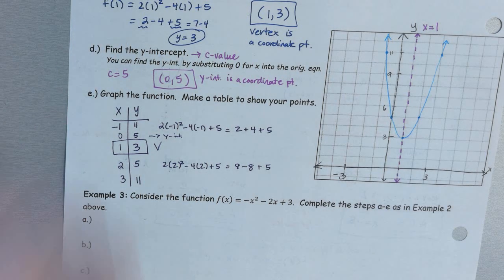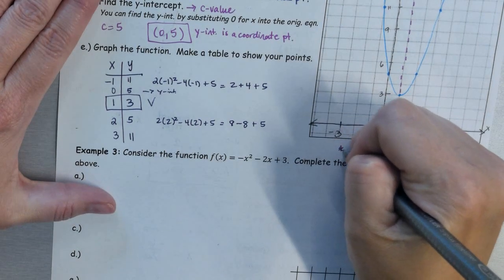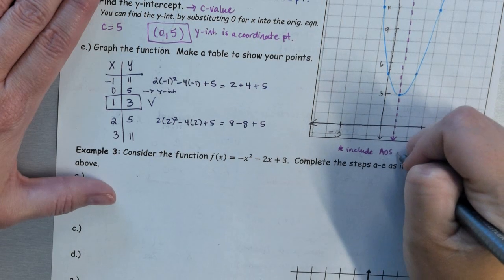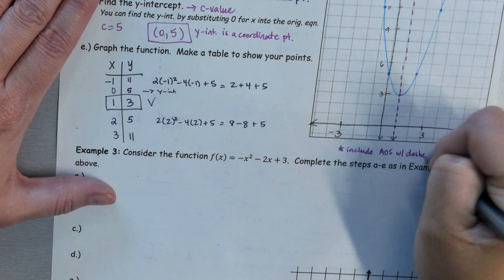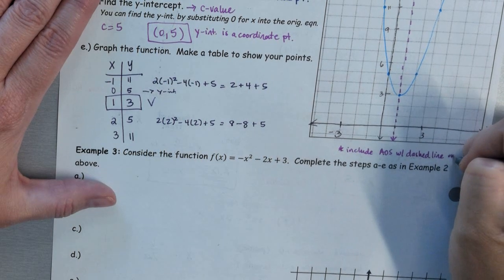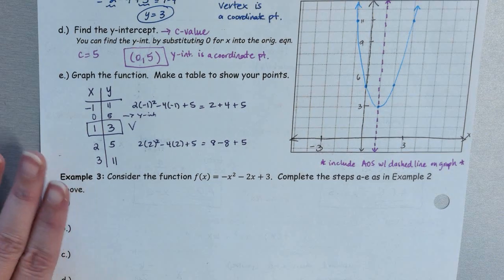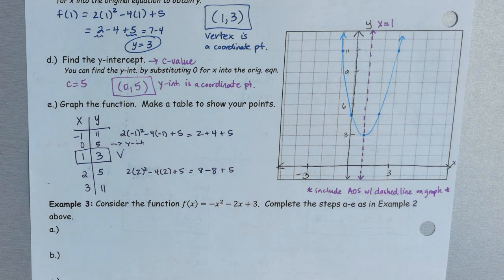Okay, so you're going to include the axis of symmetry on your graph. Okay, and it's a dashed line on your graph. The dashed line indicates that it's a special feature and not part of the function itself. Have any of you heard of an asymptote before? That's something we're going to learn about this year. Those are other special lines that happen on the graph.